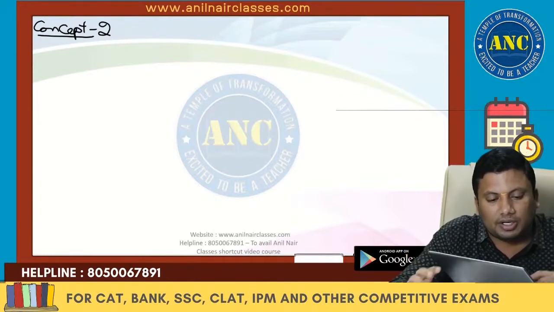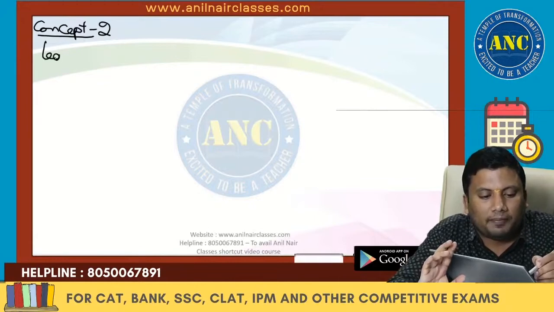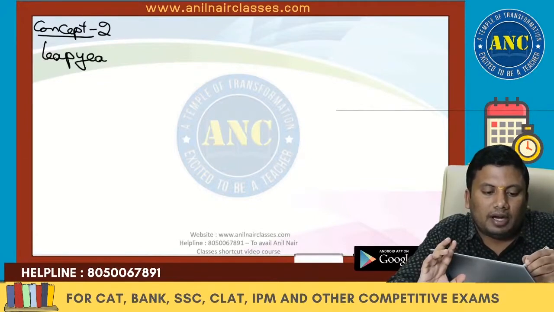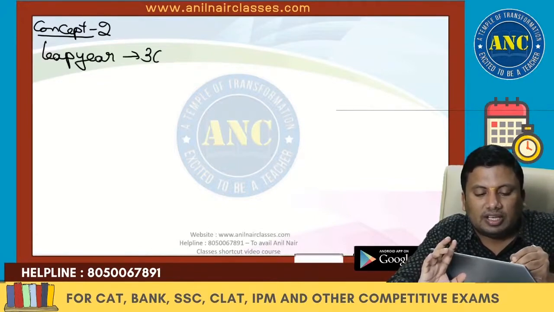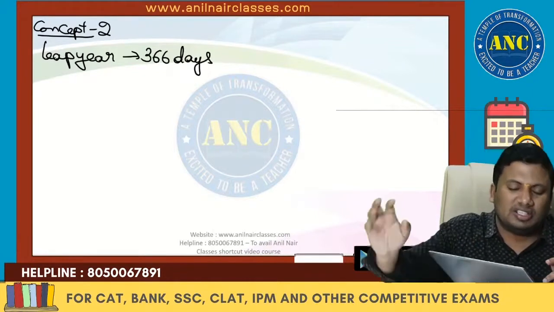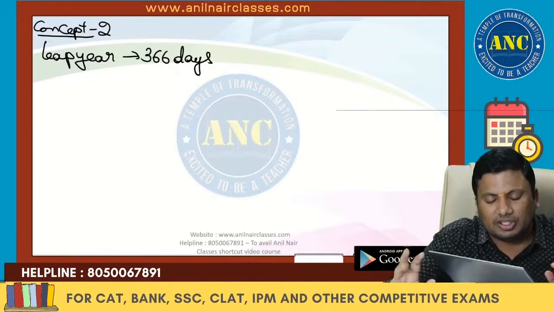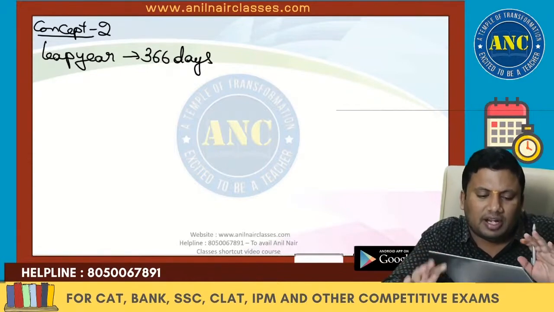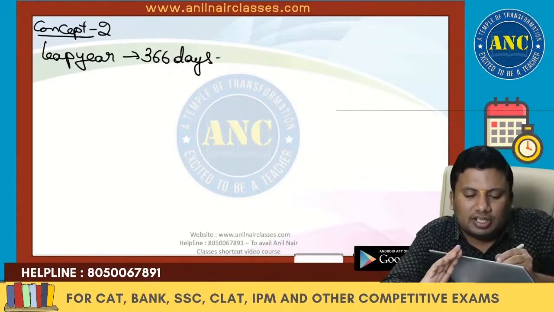Concept number 2. Leap year. Leap year has 366 days. So we are making it into an integer: 365 1 by 4. Write all that decimal and everything. We are truncating it to the nearest integer.